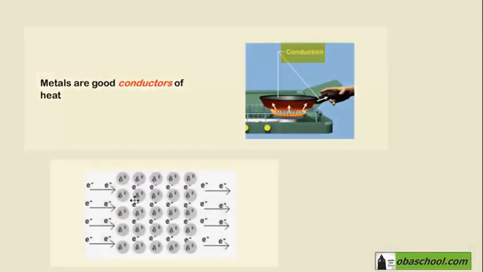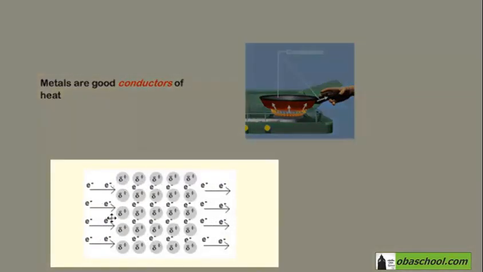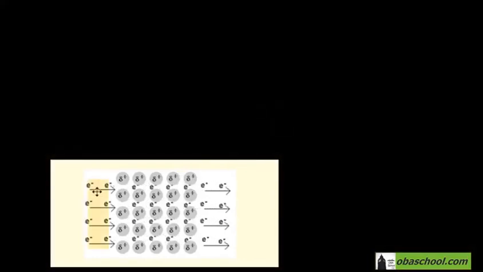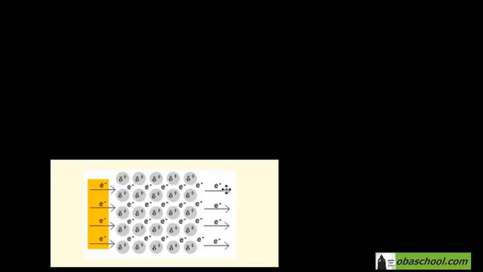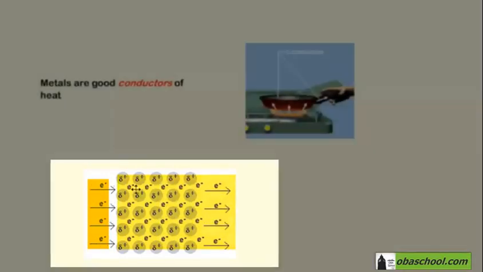Consider this animation of a metallic structure. Notice the positive metal ions and the moving electrons. The yellow highlight is the heat, and the electrons are delocalized and free to move. So they will carry the heat from the source to the end. This is how they conduct heat.